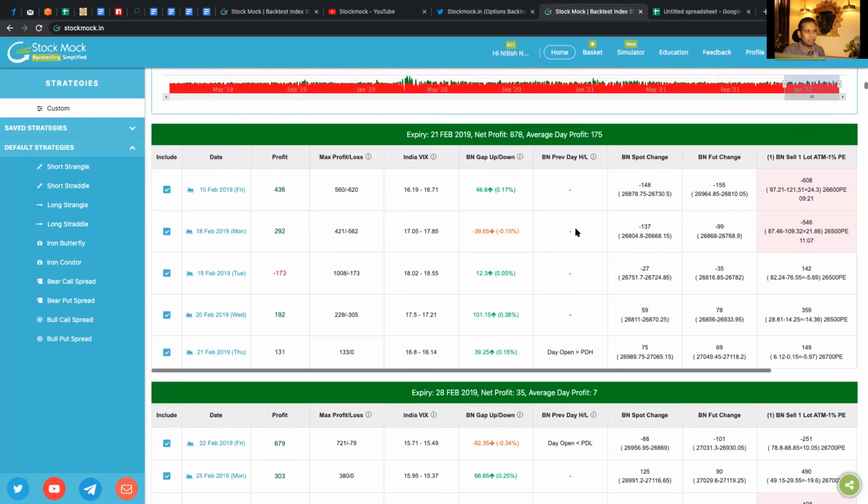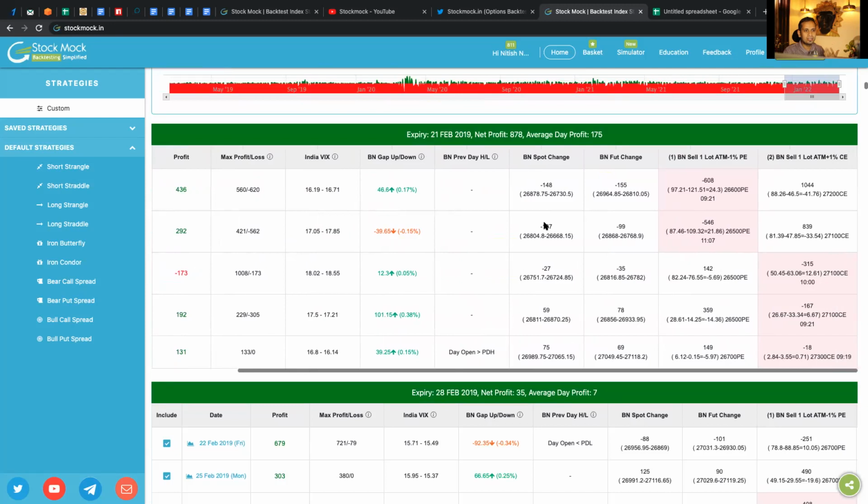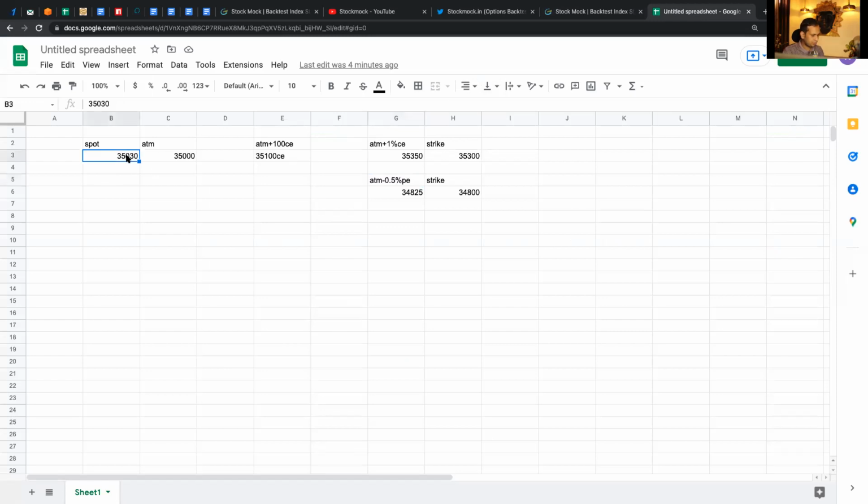And if you go below, we can also show you, like you can see on 15th February 2019, it was 26,878 as a spot price. And it has chosen 26,600 as put and 27,200 as call. So if you want to see how it chose this, we can take this as an example. So what will be the ATM if the spot is 26,878? It will be 26,900, I think. Correct.